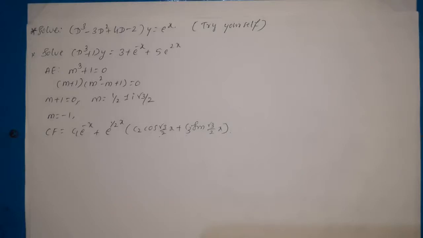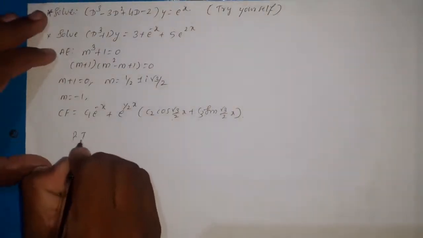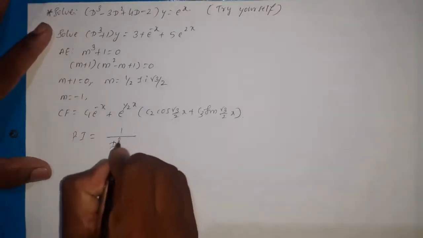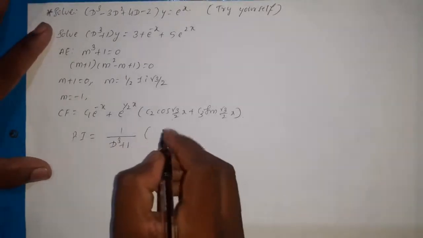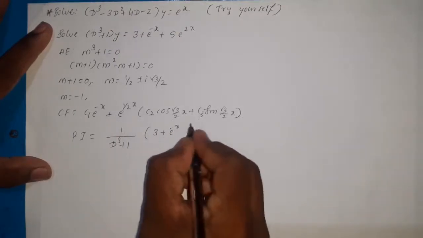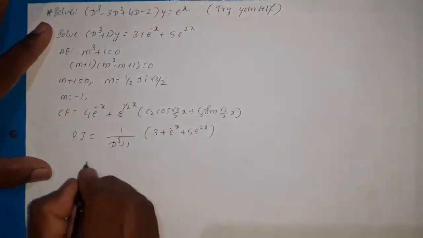Now let us go through the particular integral. Here the particular integral is given by 1/(D³ + 1), and the function on the RHS is 3 + e^(−x) + 5e^(2x).